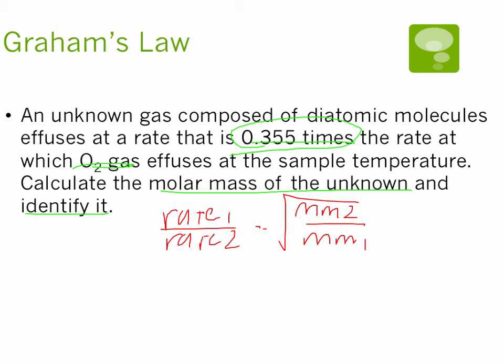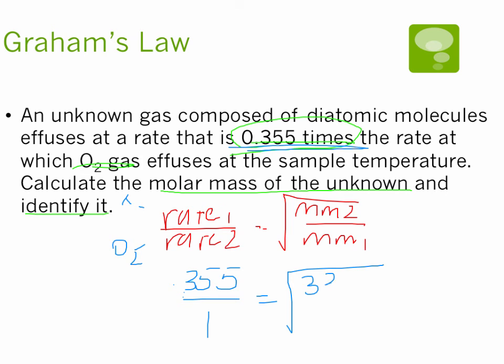So now let's plug in some numbers that we know. We know that an unknown gas effuses at a rate that is 0.355 times the rate. So I'm going to say rate 1 is my unknown, rate 2 is my O2. Because what we know is that rate 1 is essentially 0.355 times that. So if that's 1, my unknown would be 0.355 times that. And that's equal to the molar mass of gas 2, which we said was the oxygen, so that's 32 grams per mole over X.